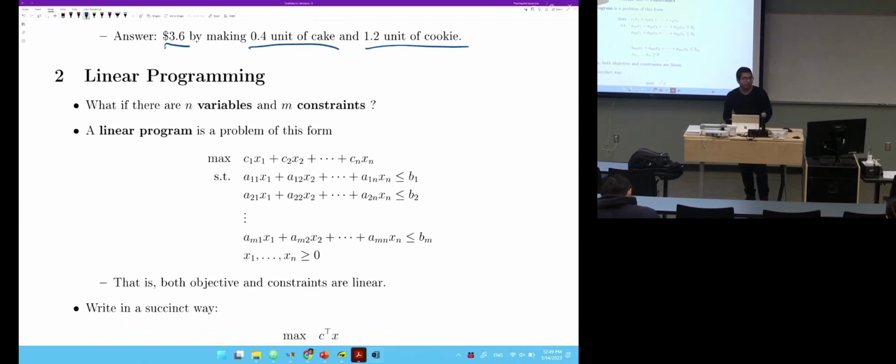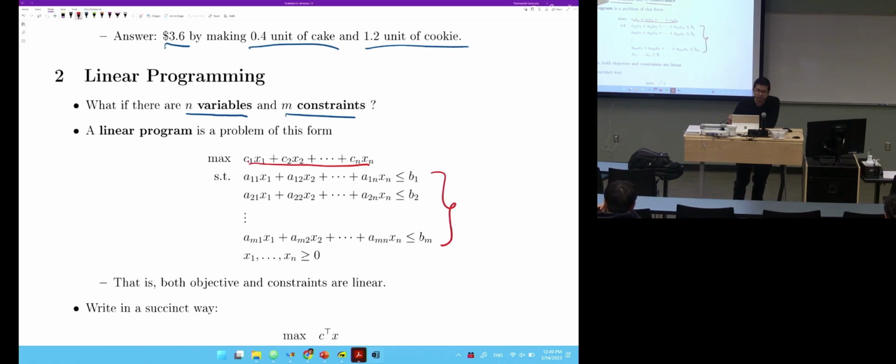A linear program is just this kind of problem, where you have n variables. Think of the variables as the kinds of products that you can produce. And the m constraints are m kinds of resources that you have as a budget. Then the linear program is the problem of this form, where you want to maximize this linear form with respect to linear constraints.